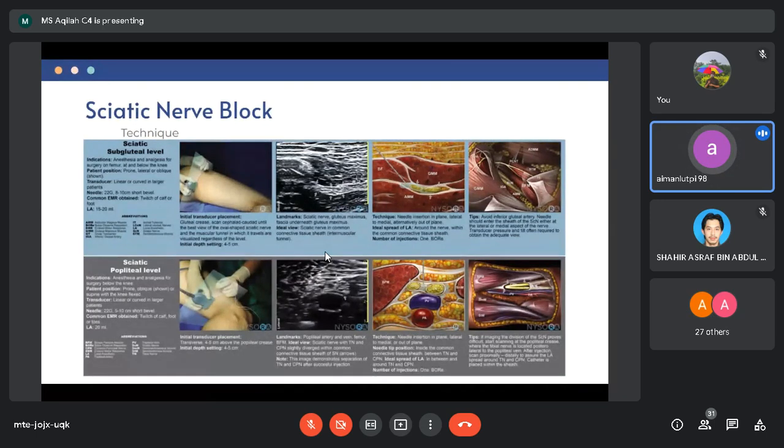When you insert the needle, it should be in plane and lateral to medial. And then the needle tip position should be inside the common connective tissue sheath between the TN and the CPN, which is the common peroneal nerve. This is where the ideal spread of the local anesthetic is, between these two nerves.